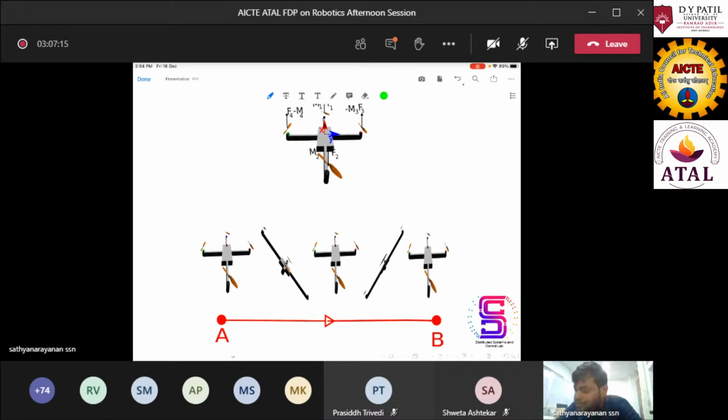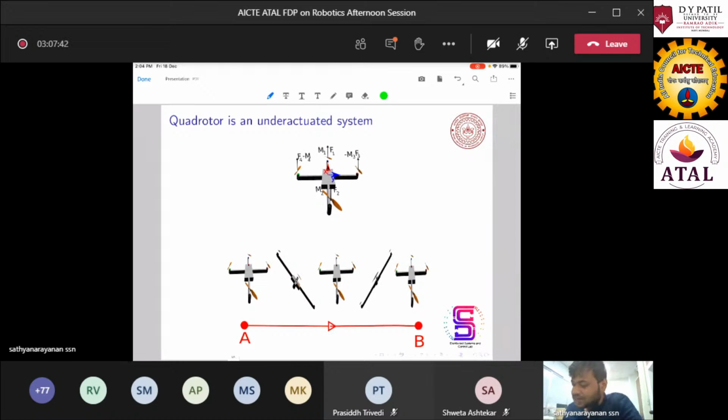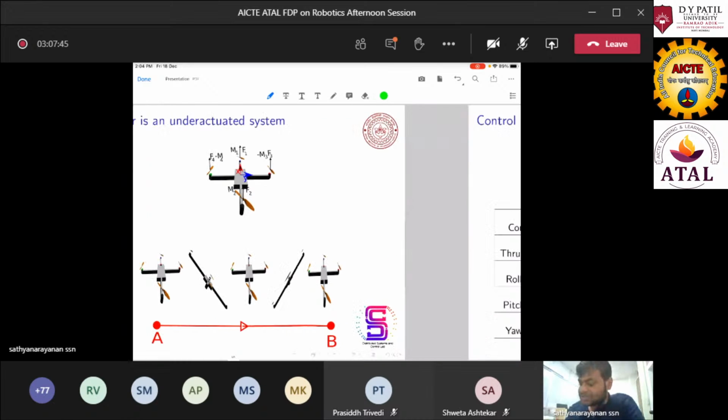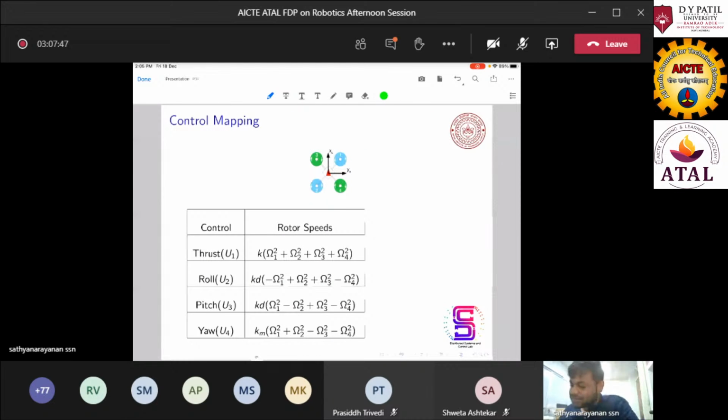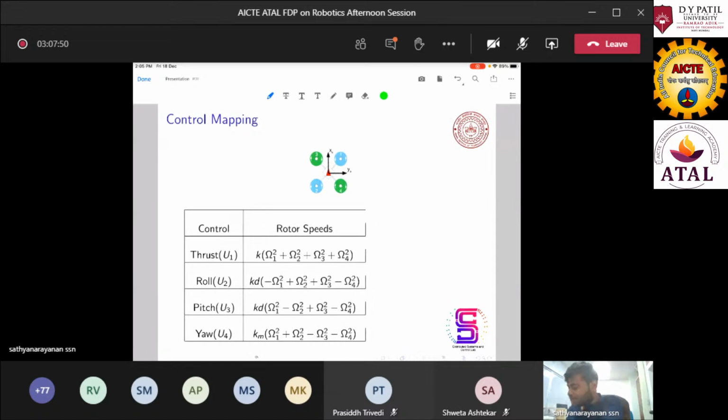Even the hexacopter has 6 rotors, but it is still considered to be an underactuated system because of this, where you can't generate a force along the x or y axis without either rolling or pitching. So the position is actually coupled with the orientation. Generally, the conventional quadrotor is classified as an underactuated system. So we will go into this control mapping.